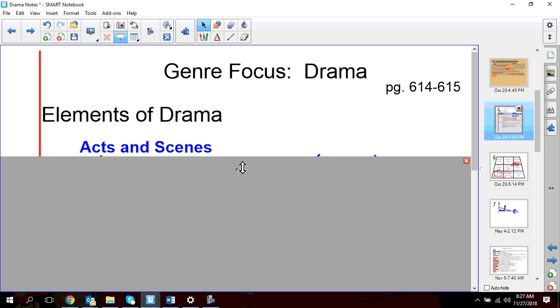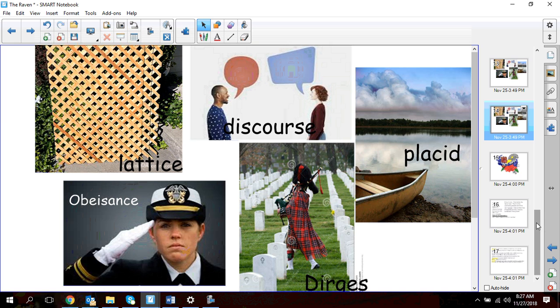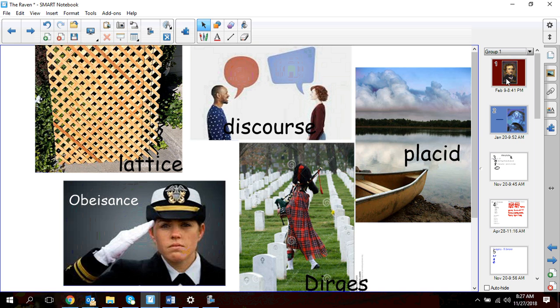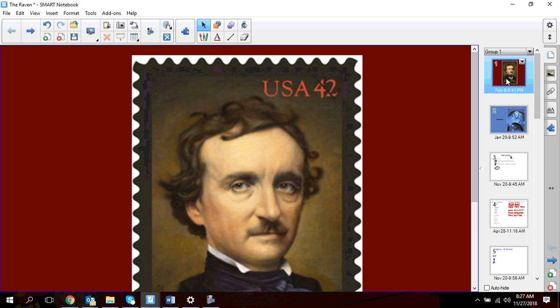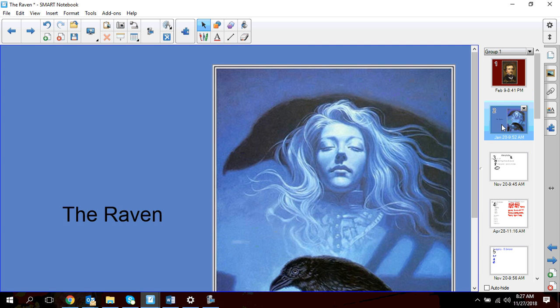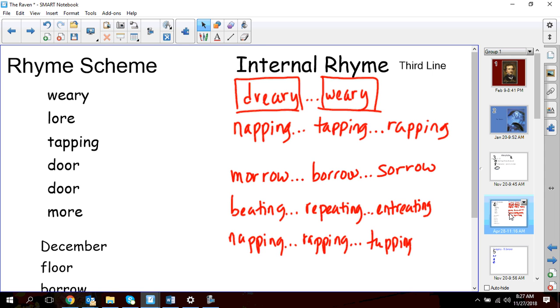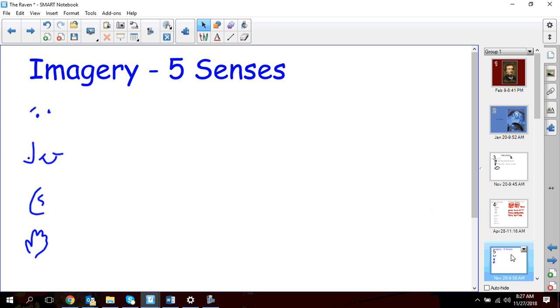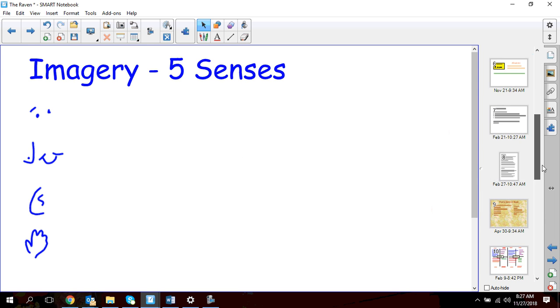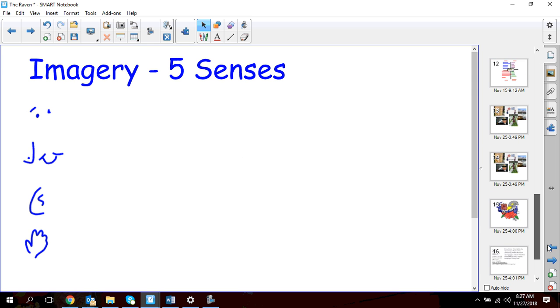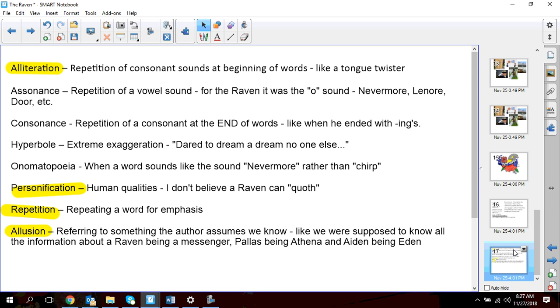Tomorrow you will have a quiz over The Raven. That quiz will be covering things that we studied about Edgar Allan Poe, about what happened in the poem itself, things like what were the characters, the setting, the time. We talked about the rhyme scheme, internal rhyme, imagery, and then again, what happened in the poem, and finally the vocabulary, and then finally some of these terms that we worked on with the coloring.